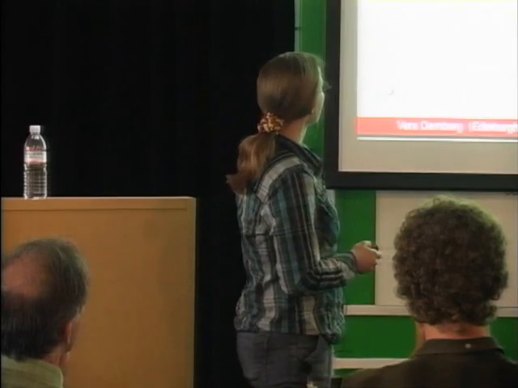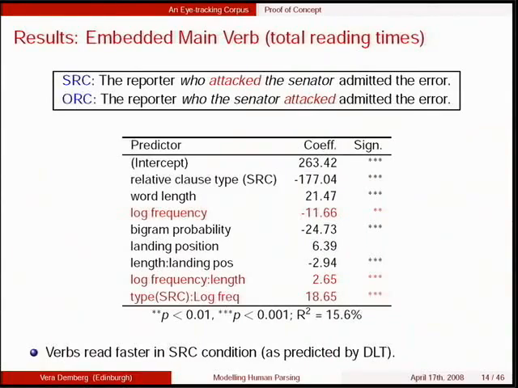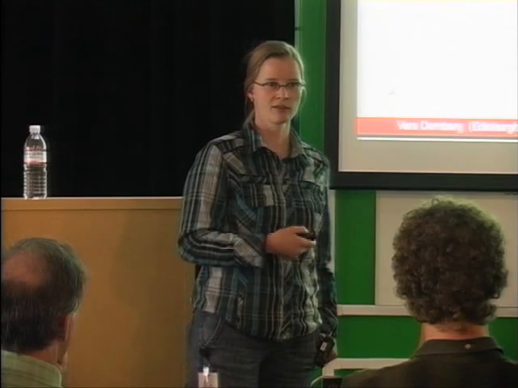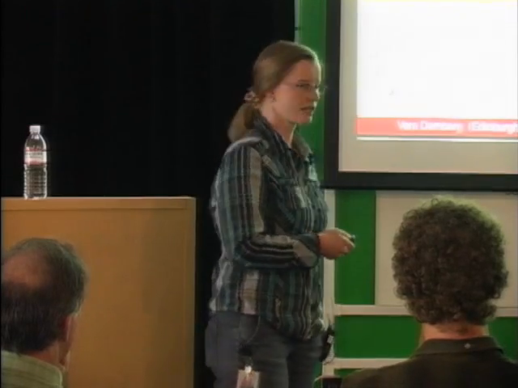The important thing to take away from this slide is that in the subject relative clause condition, the reading times were shorter. That's what the regression model predicts. And this means the verbs are read faster in the subject relative clause condition. So that's some evidence that the corpus does actually give us the same patterns that we expect.